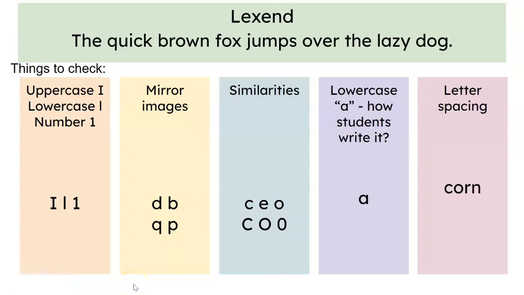Google designed the Lexend font to be more readable. We can see definite differences between the I, L, and number 1, but still see the mirror images for D, B, P, and Q. The C and E are more open at the end, making them a little more distinguishable. The lowercase a is written in a more common style, and you can make your own decision about the R and the N in corn.